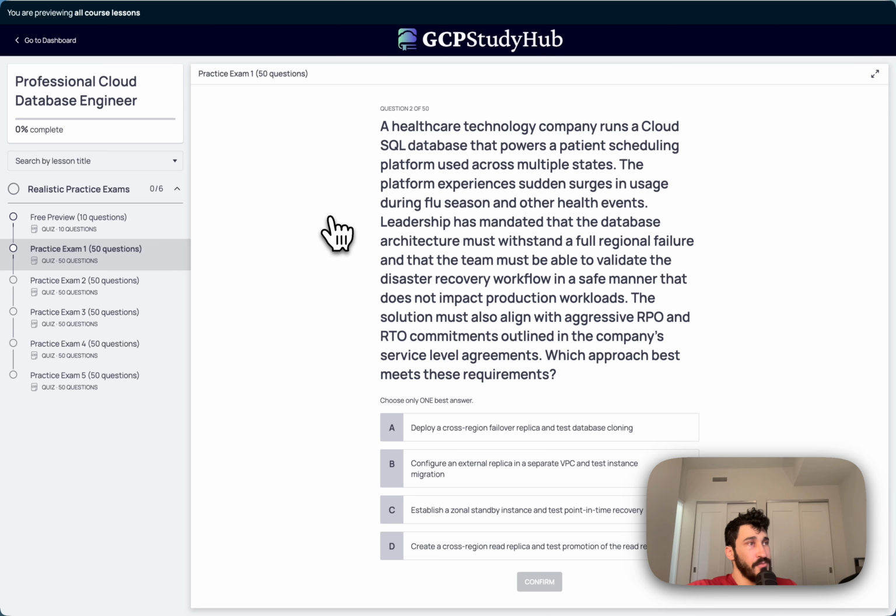Moving on to the next question. A healthcare technology company runs a Cloud SQL database that powers a patient scheduling platform used across multiple states. The platform experiences sudden surges in usage during flu season and other health events.